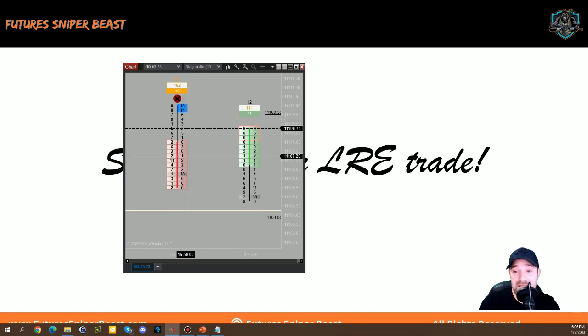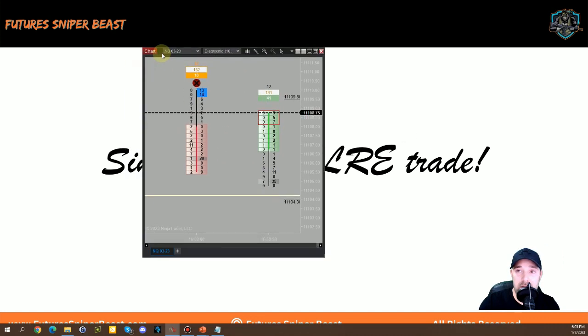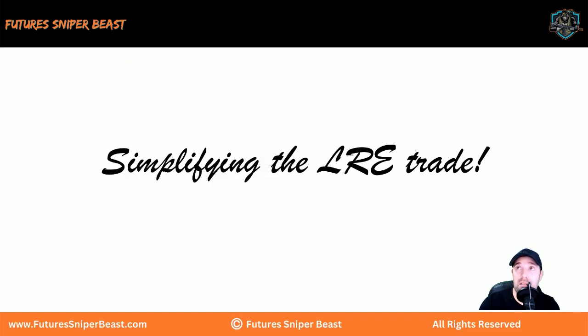So instead of having to sit here and watch all these numbers, I know this blue box up here, let me change this, this blue box right here means these orders are trapped. They're trapped orders. So I don't have to even watch this chart. Apex does that for me.